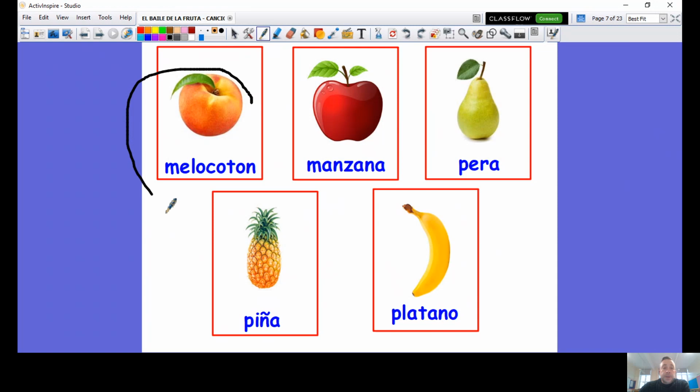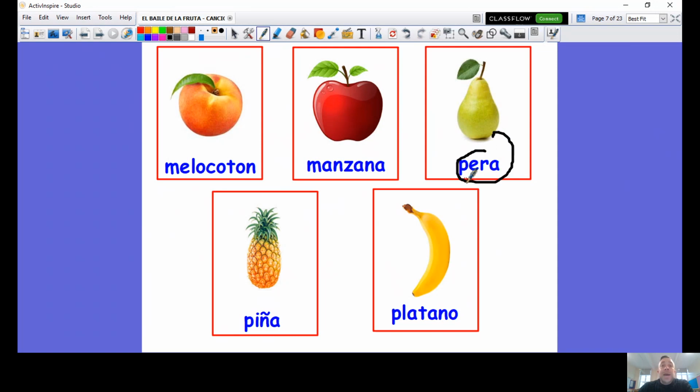Our first one was this one here, and it is like this. My turn, your turn. Melo. Melocotón. Muy bien, let's put that together. Melocotón. Excellent. Our second fruit was this one here. That's an apple, and it goes like this. My turn, your turn. Man. Manza. Manzana. Muy bien, let's put that together.